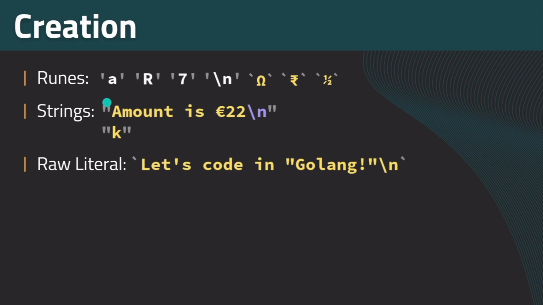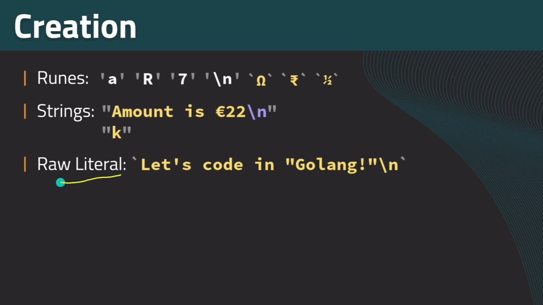To create strings, we'll use double quotes. So here we have amount is 22 euros, followed by an escape sequence, which is \n, newline. So this string will have a new line at the end. And we can also put a single letter within a string using double quotes. So here we have the letter K, and that's a string instead of a rune. Even though we could just make this a rune, since it's a single letter, since we want a string in this case, we can use double quotes, and that's fine.